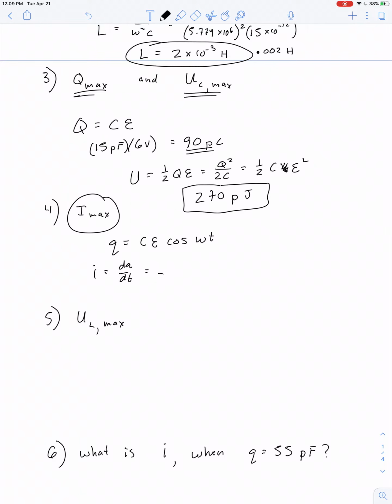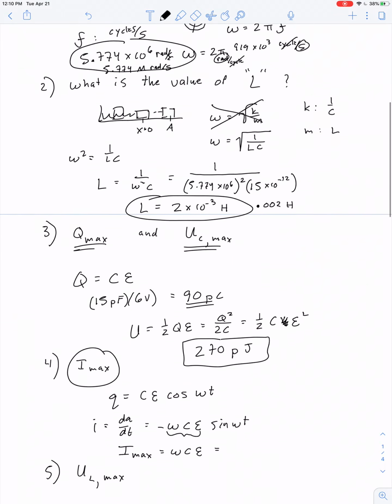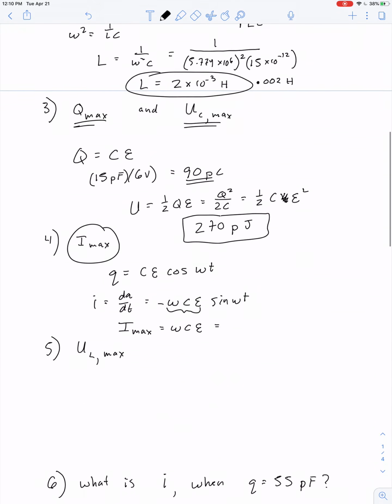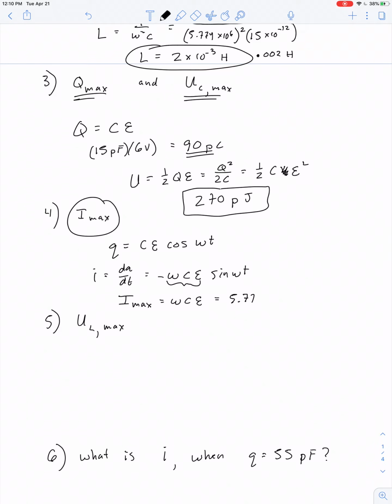So it should be equal to negative omega C epsilon sine omega t. Now if we want the maximum value, then that should just be equal to omega times C times epsilon. So we found our value for omega earlier. It's 5.774 times 10 to the 6th radians per second. The capacitance is 15 times 10 to the negative 12th farads. And the EMF is 6 volts.